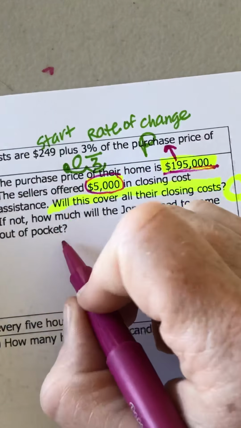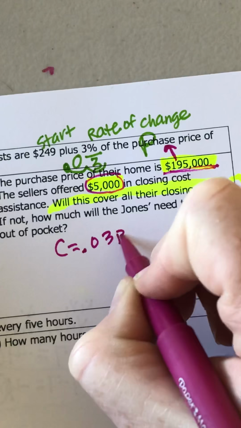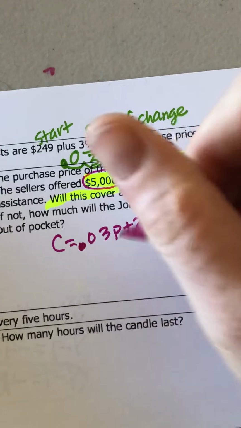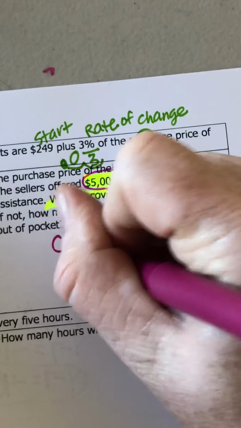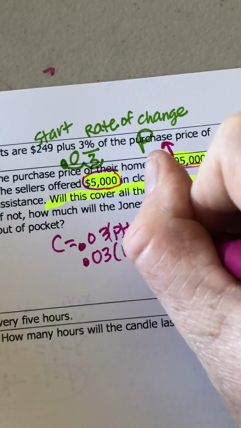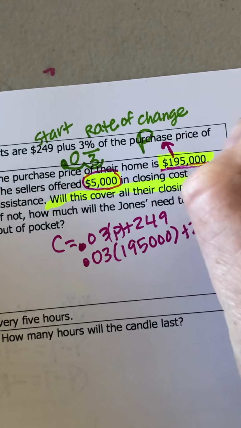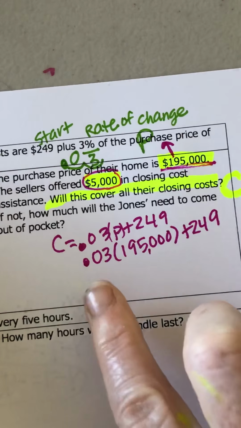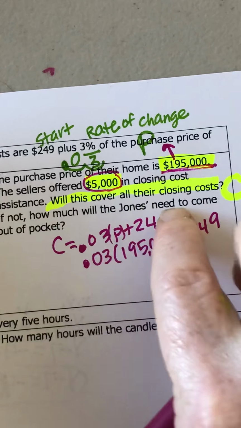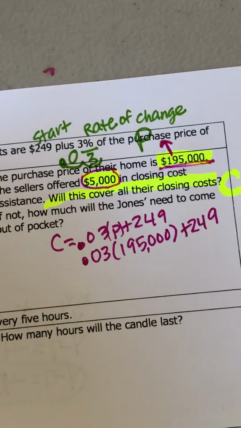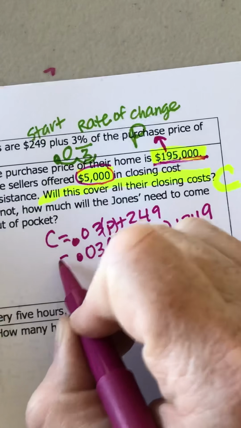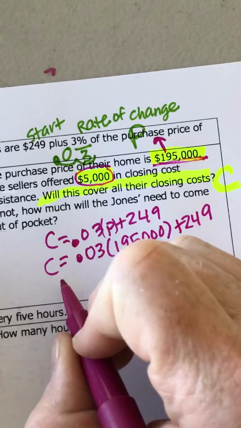Okay, so I'm going to write the equation. C equals 0.03 P plus 249. Okay, and this actually happens in the real world. So if someone bought a house for 0.03 times 195,000 plus 249, okay, your realtor would go back and say, well, this is our offer for this much closing cost, but we think it's going to cost you this, so are you going to have to come up with money on your own? Essentially, are you losing money or not? Okay, that's really what we're answering here, and it definitely happens in real life.